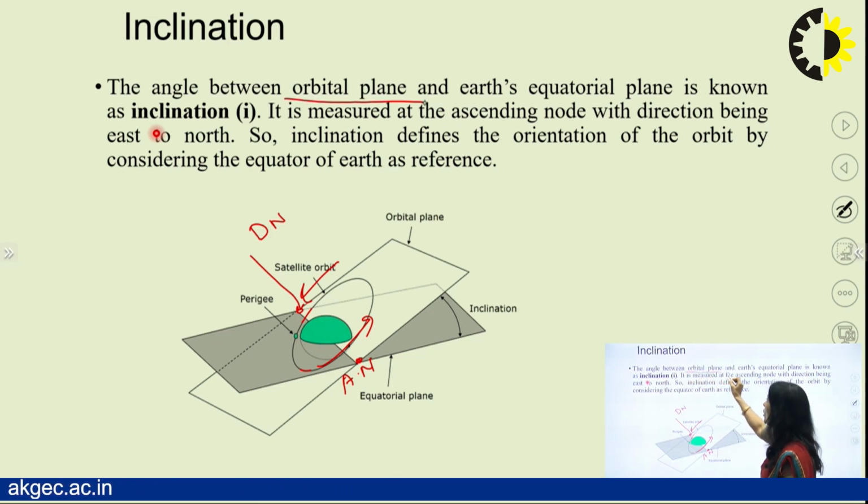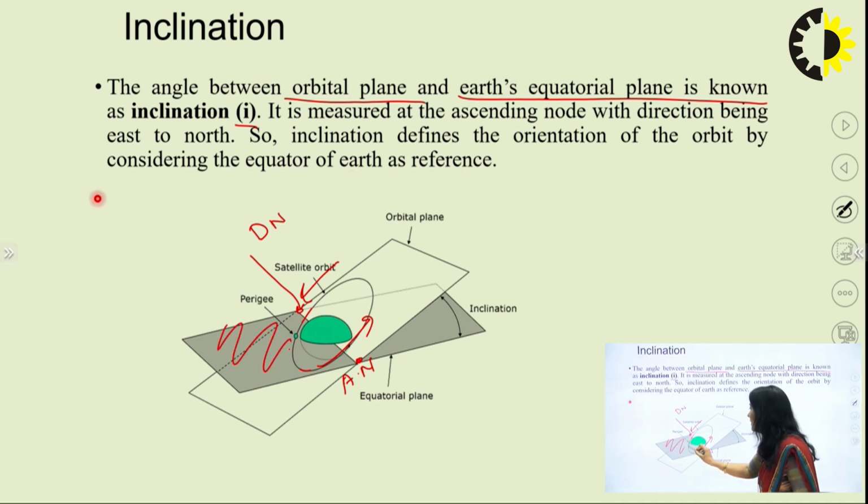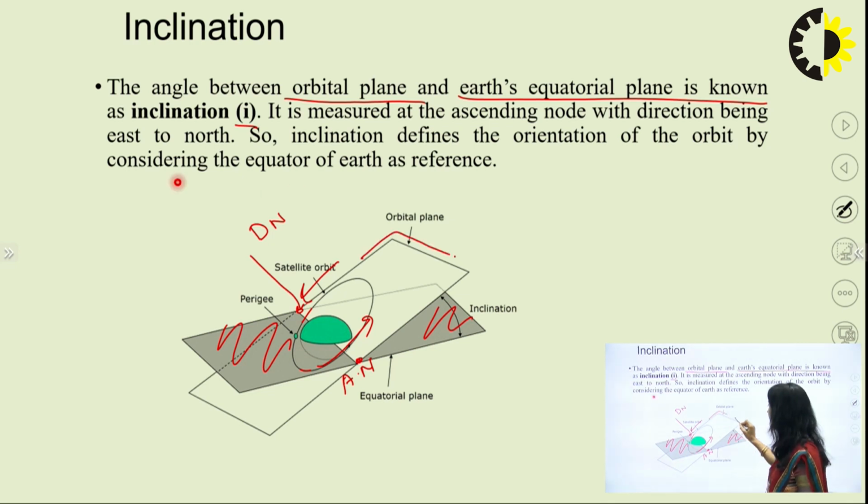The angle between the orbital plane and the Earth's equatorial plane is known as inclination. Here we can see that this grayish area is the equatorial plane and the white area is the orbital plane. And the angle between the equatorial plane and the actual satellite orbit plane is known as the inclination angle.